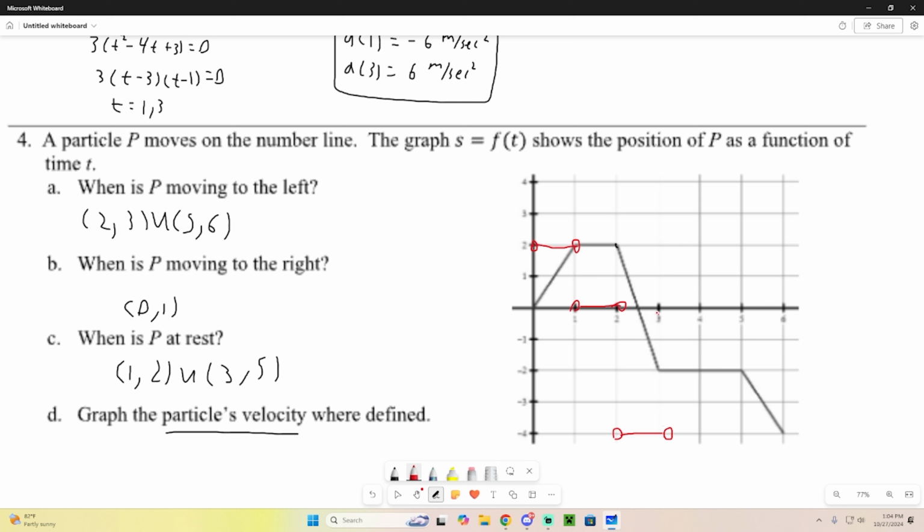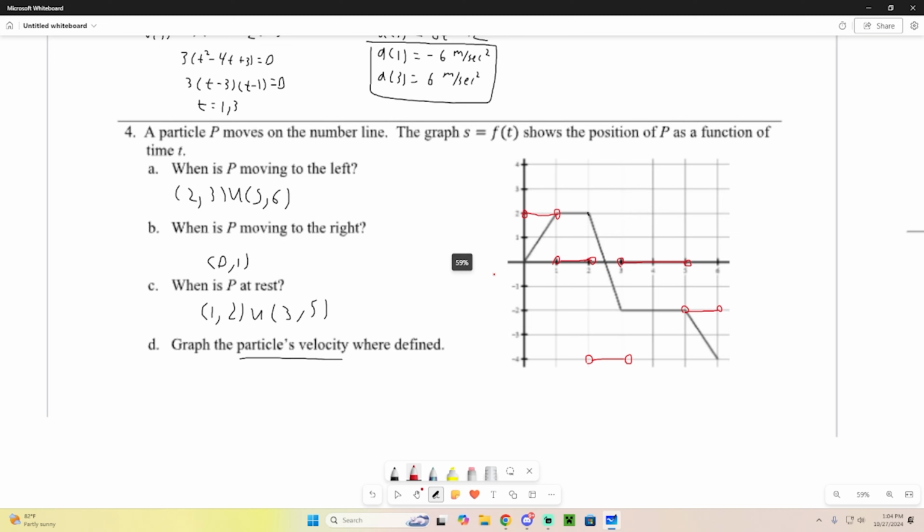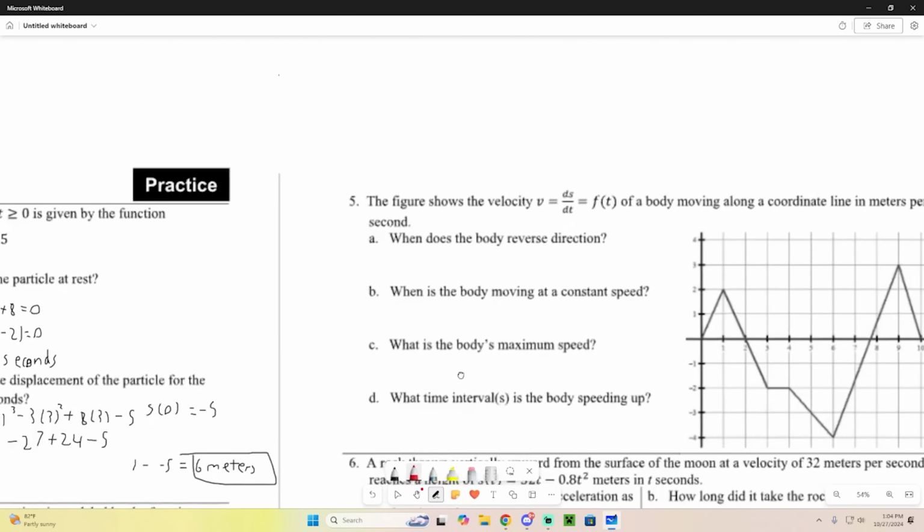From here to here, the slope is 0 again, so it jumps back up to 0. And then from 5 to 6, the slope is negative 2, so right here. And this is our velocity graph. As you can see, it makes more sense when you graph it why this function wouldn't be differentiable, because there's holes everywhere. Anyways, let's keep going on to question 5.